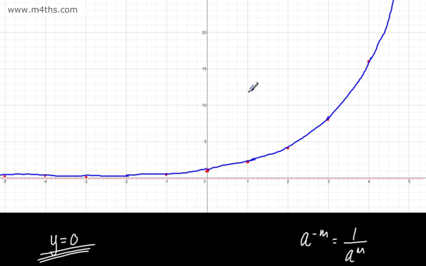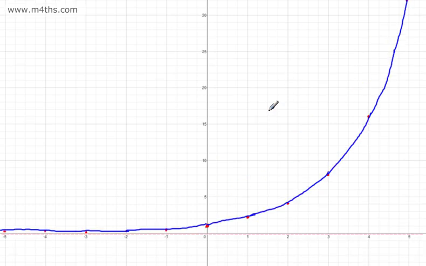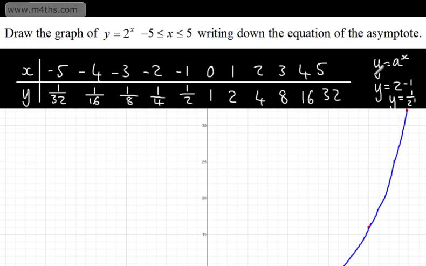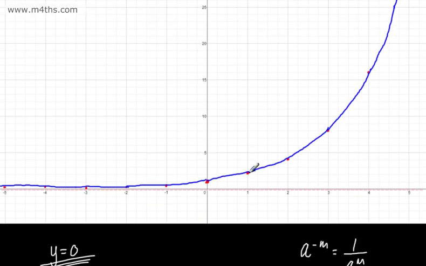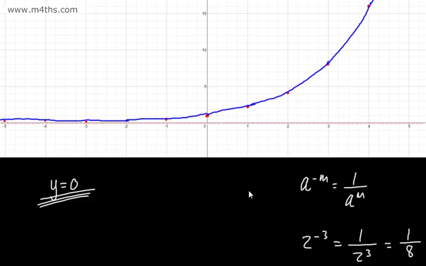Let's just have a look at another one. This is a growth model. When we have the value of a, which is just here, greater than 1, we're going to have a growth model. If we have anything from 0 to 1, excluding those, we're going to have something that decays.